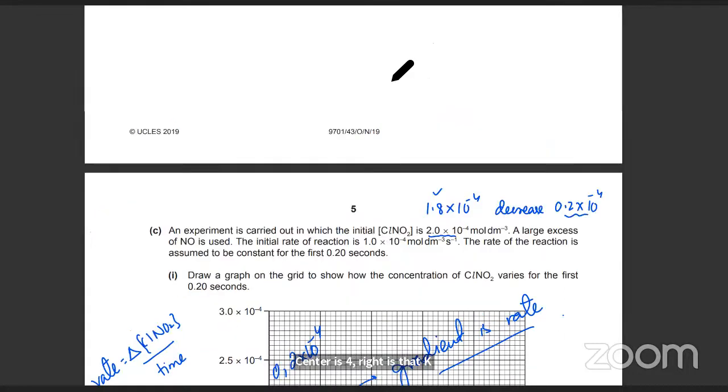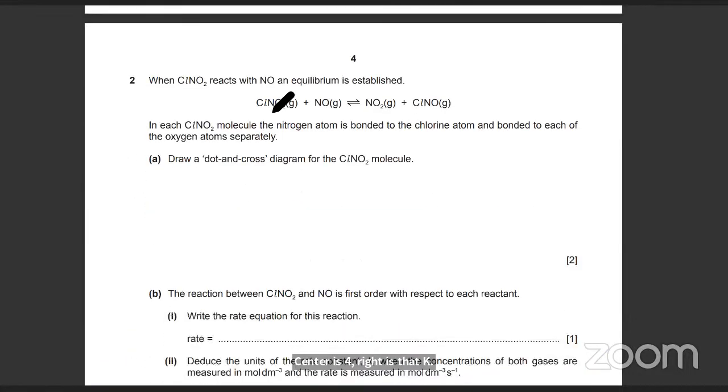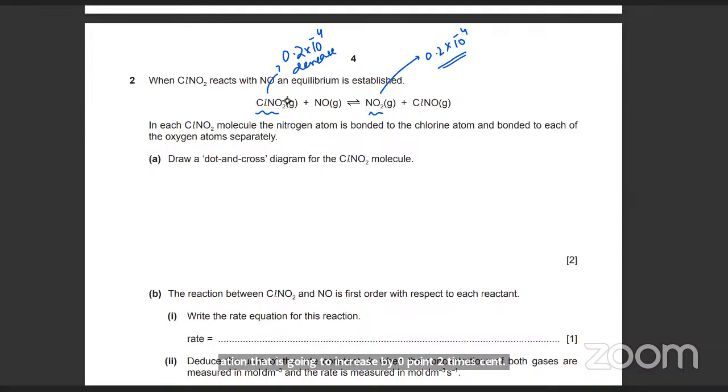Right. So which reaction is happening? The reaction is this one. So if the concentration of ClNO2 decreases by 0.2 times 10 to the minus 4, the concentration of which one was asked? NO2. That is going to increase by 0.2 times 10 to the minus 4, according to the ratios. It decreased on this side because it reacted, so the other side is the amount that's going to increase.